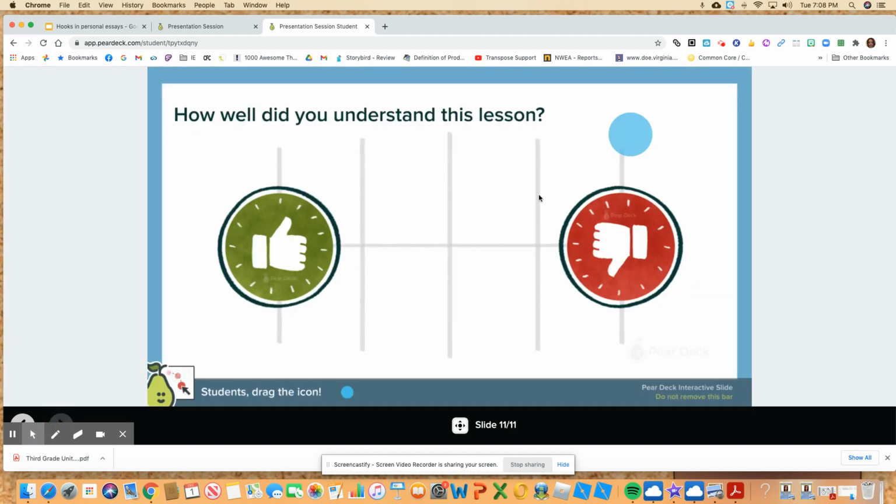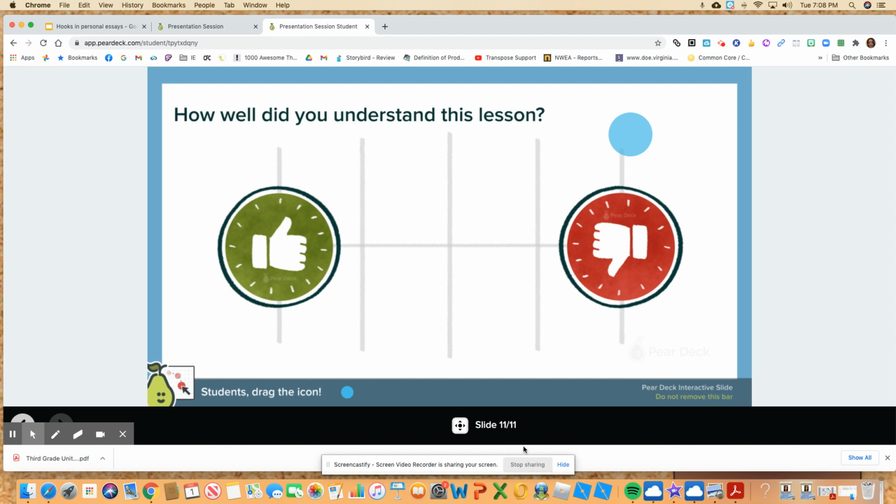Okay, and at the end, go back to the thumbs up, thumbs down. How well did you understand this lesson? So I can see if there is any growth, that the students didn't understand hooks in the beginning and now have a better idea, or if they're still feeling confused about hooks.